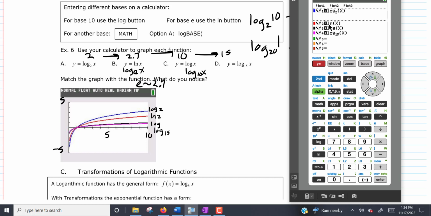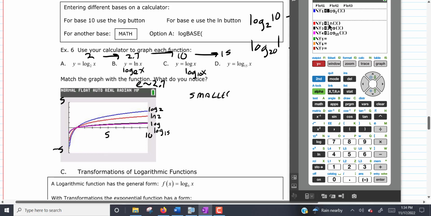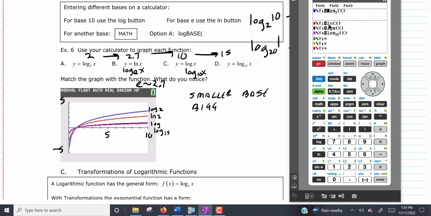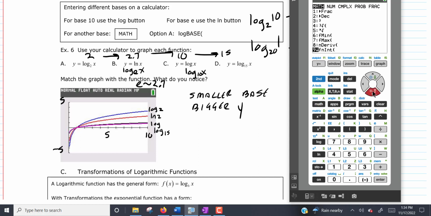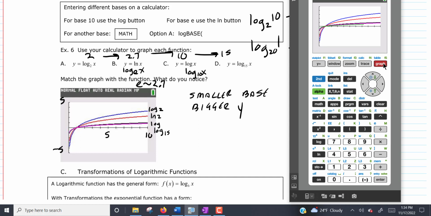So what I want you to notice is the smaller the base, the bigger the y values. And if you put one more in, like in y5, with a bigger base, you wouldn't hardly be able to tell the difference. If I did something like log base 50 of x and graph that, it's just a little lower. So that's what you're going to see: the bigger the base, the lower the graph goes.